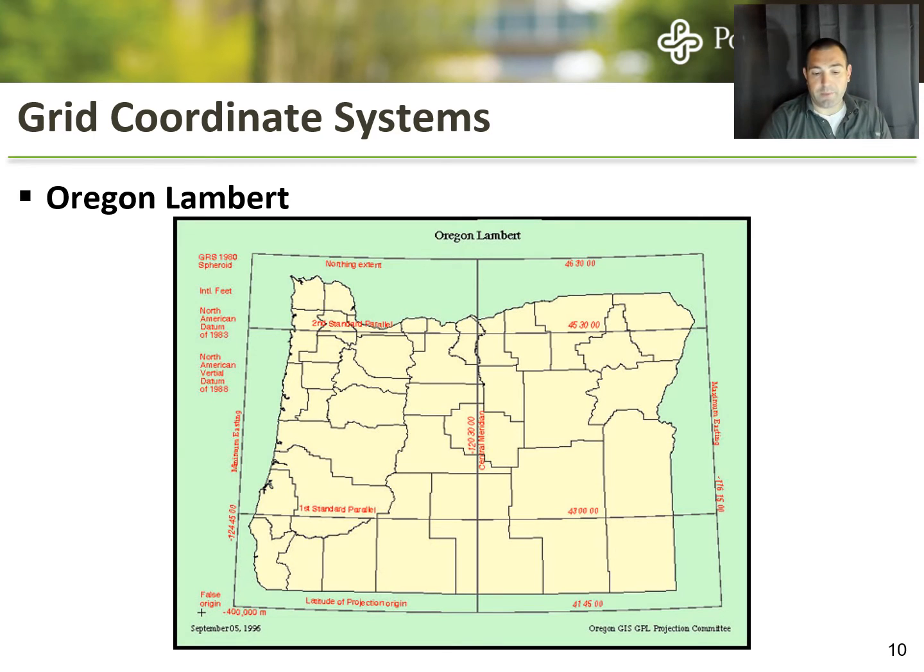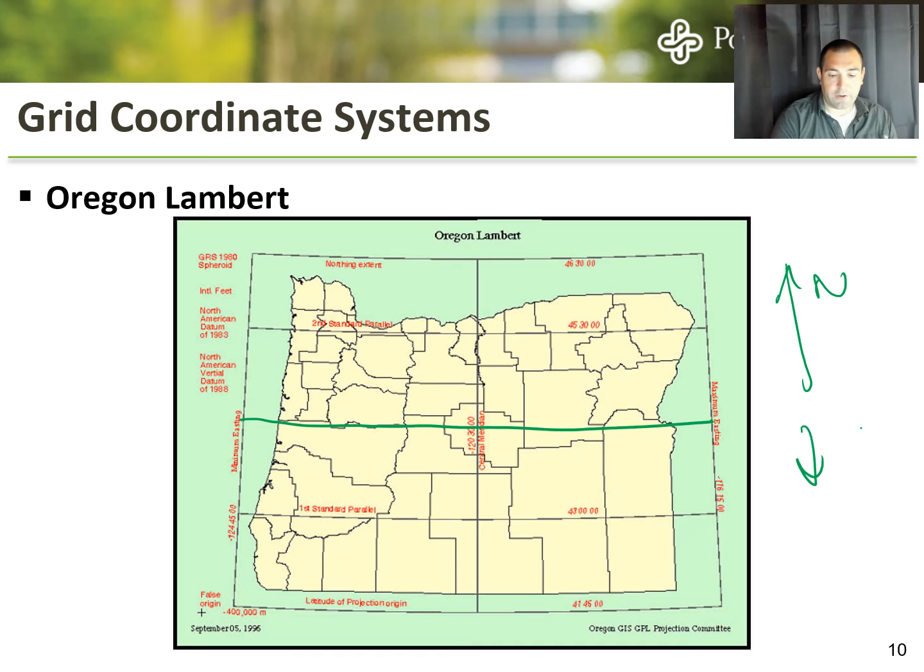So here's a couple images of the Oregon Lambert. In Oregon, it's split up into two different zones. We have a north zone and we have a south zone. That's because for the distortions to stay relatively low, we want to limit that height to approximately 158 miles. So we have two different zones within Oregon to limit that error as much as possible.